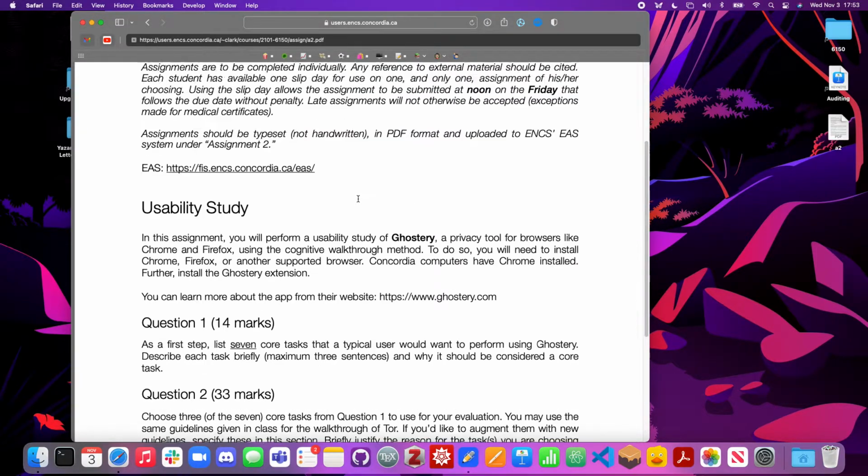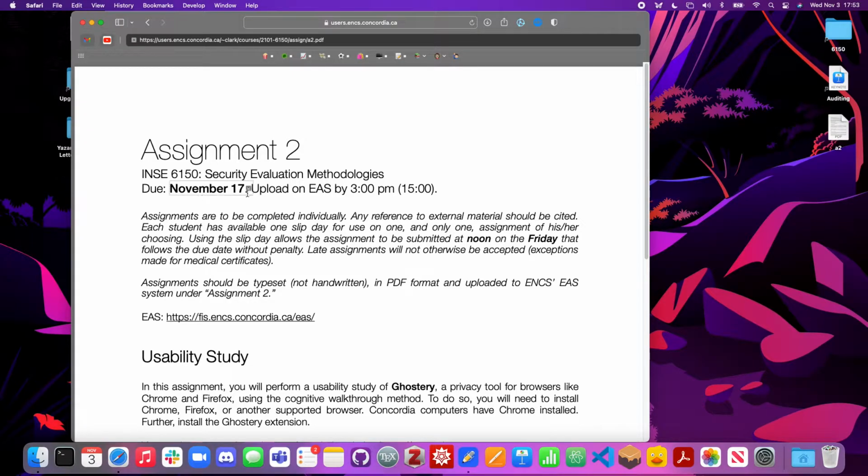Okay, so it's due on November 17th. If you did not slip on assignment 1, then you might as well slip on assignment 2 because there's no other assignments. But if you used your slip day on assignment 1, then for assignment 2, you do have to hand it in on the deadline, which is the Wednesday. Otherwise, you can hand it in on Friday.